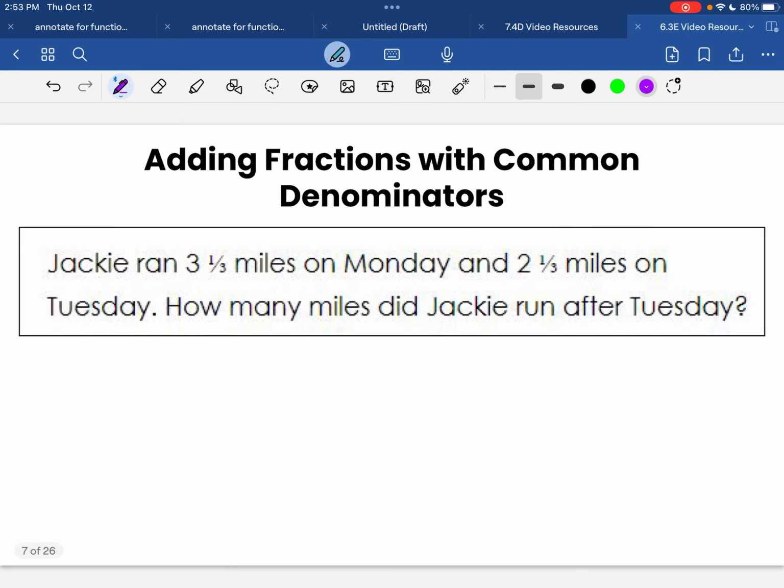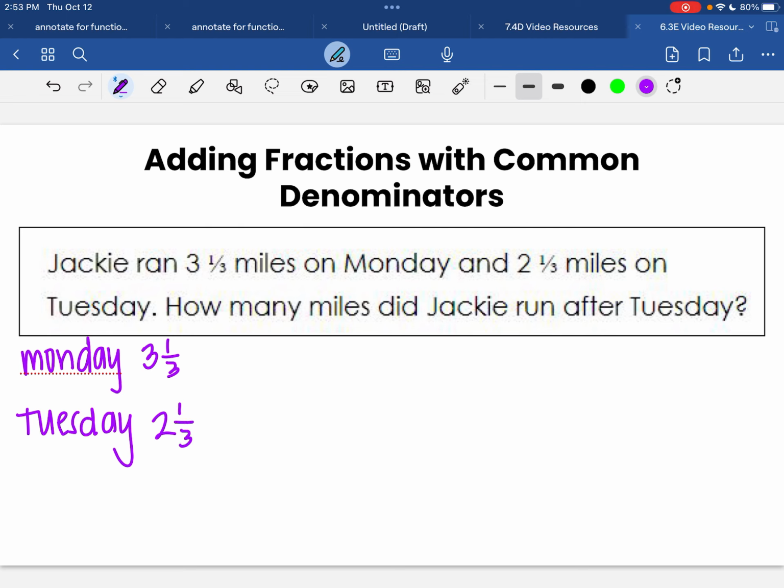So let's take a look at a story problem. Jackie ran 3 1/3 miles on Monday and 2 1/3 miles on Tuesday. How many miles did Jackie run after Tuesday? So we want to know how many miles she's run altogether. We know that she ran 3 1/3 miles on Monday. And then on Tuesday, she ran 2 1/3.